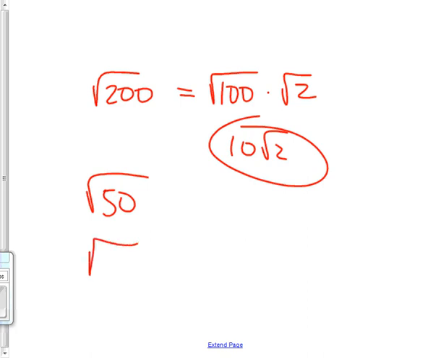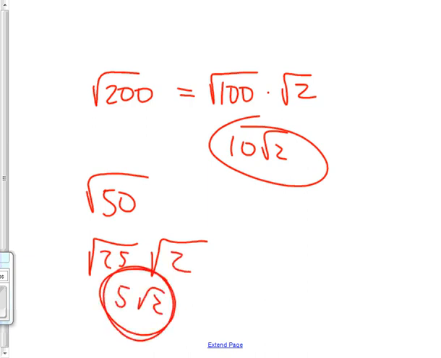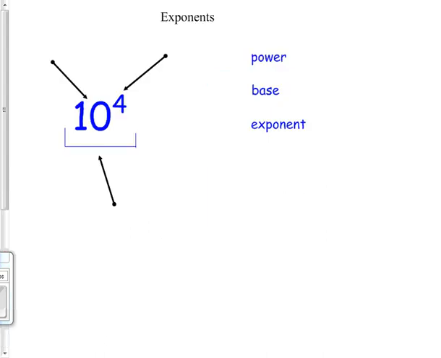So that could break into two roots, root 25 and root 2. Yeah, that's 5, so it's 5 root 2. Raise your hand if you had that one right. All right, good. Moving on.